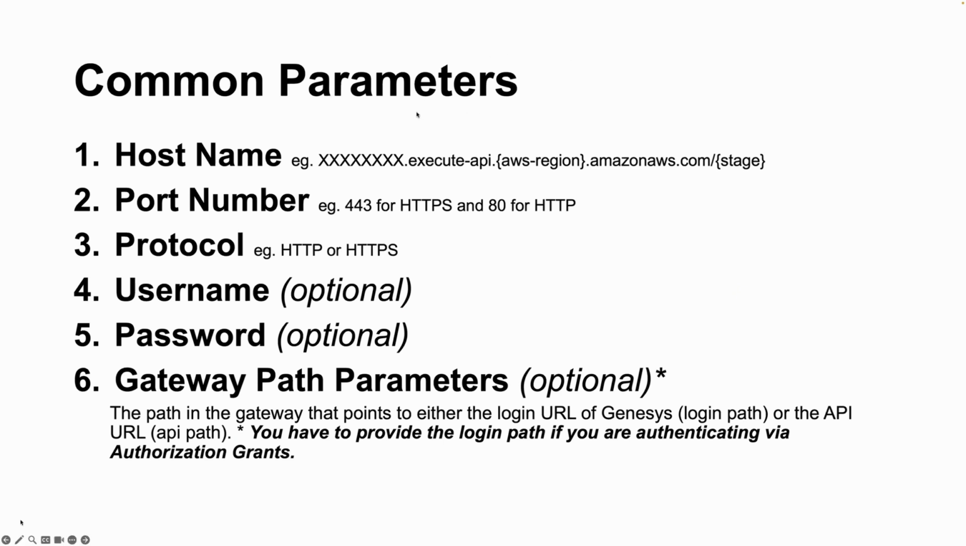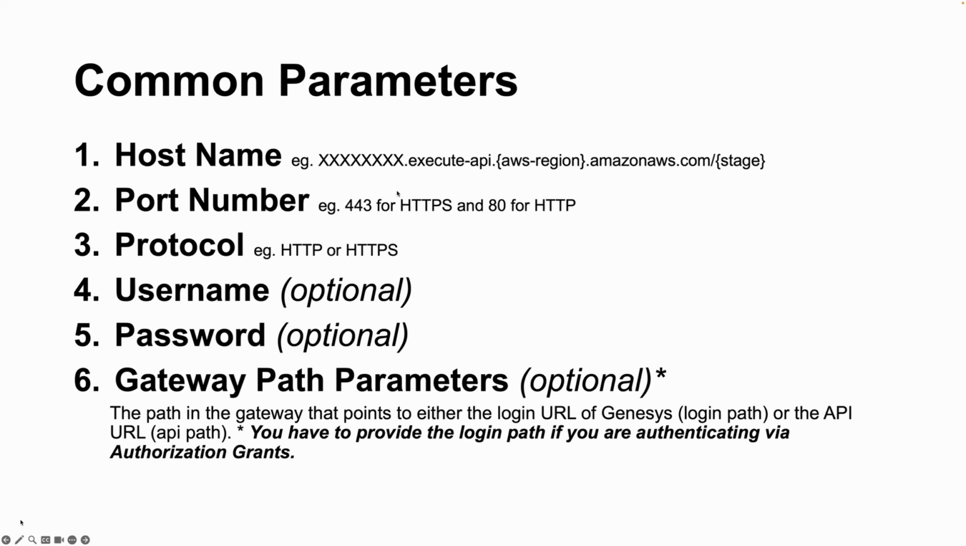For example, the one we created in the Amazon API gateway has a format like this: the ID, then .execute-api., then the region where it has been deployed, then .amazonaws.com/stage. And then the second one is the port number.